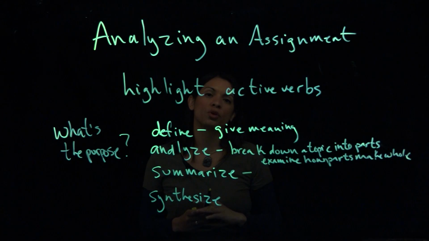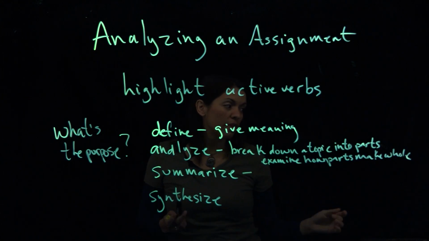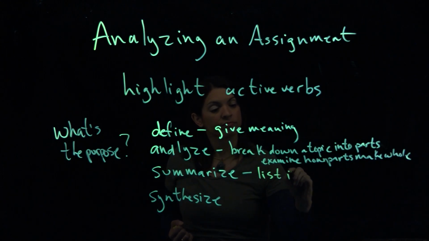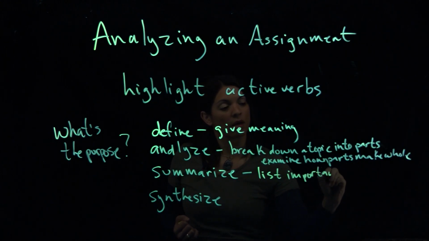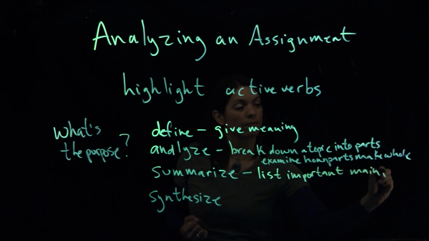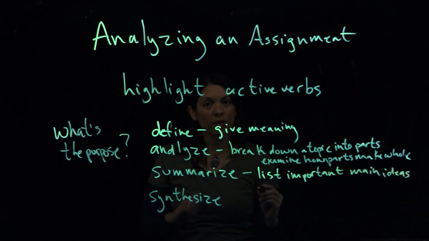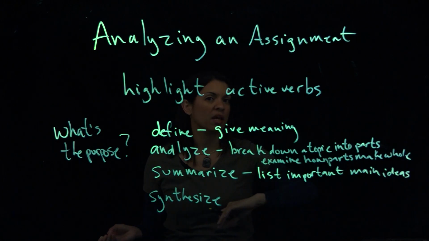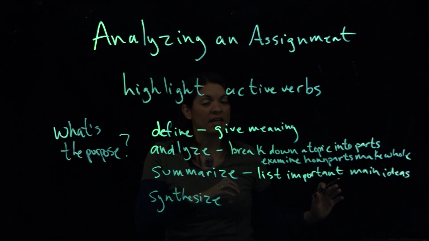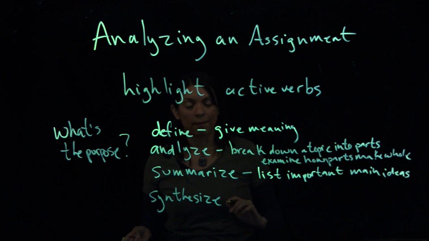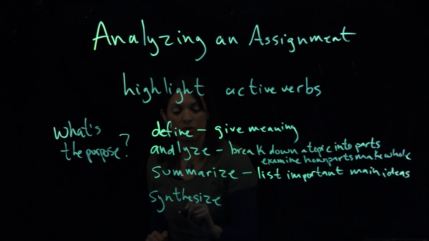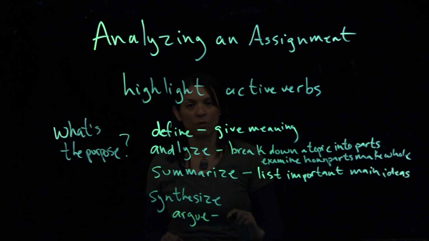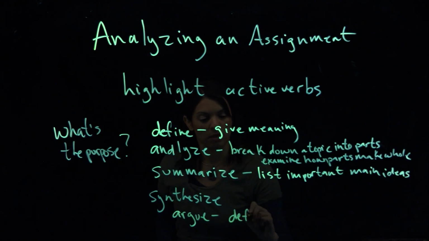Summarize. When the teacher wants you to summarize within a paper, what they want you to do is list the important ideas. Main ideas. There is no opinion when you're summarizing. So if you're summarizing in a paper, you're just literally telling the teacher the main ideas that you saw within the text. If they want you to argue within the paper, then they are asking you for your opinion.